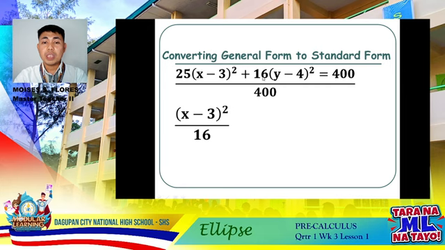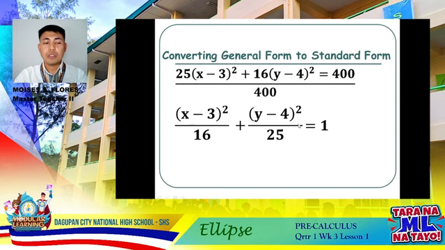The same true here, 16 over 400, get the lowest term. Yes, it's 1 over 25. So that's why we have quantity y minus 4 square over 25. And of course, 400 over 400 is equal to 1. So there you have our conversion from general form to standard form. And this is now our final answer.